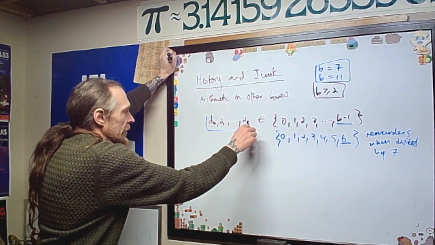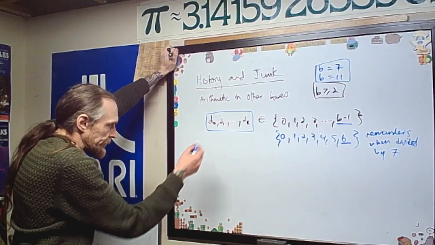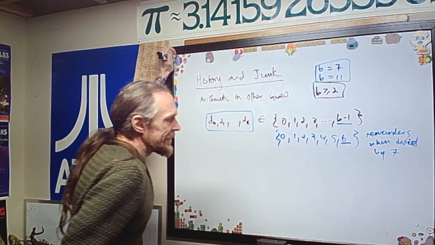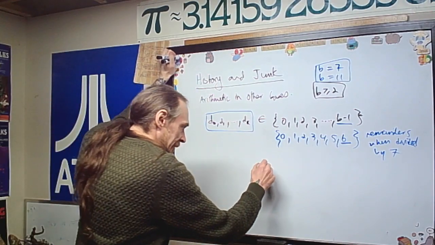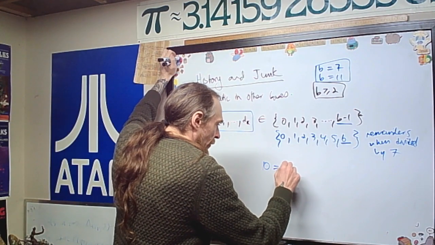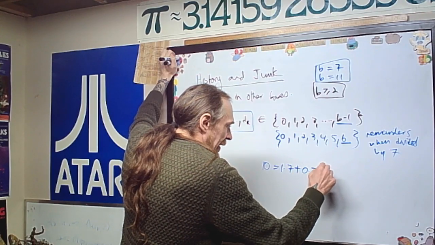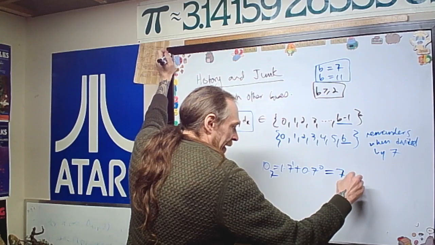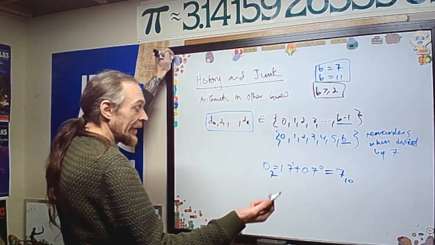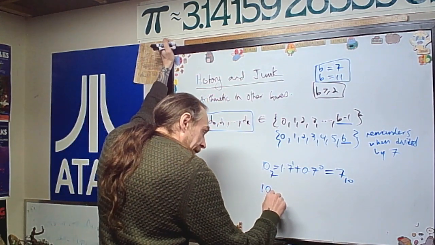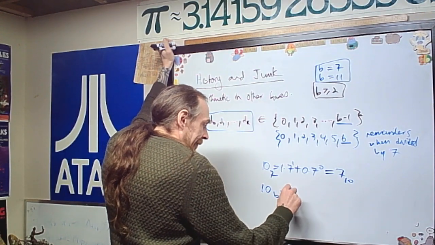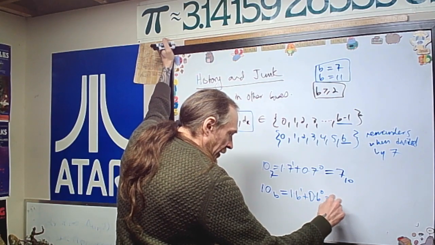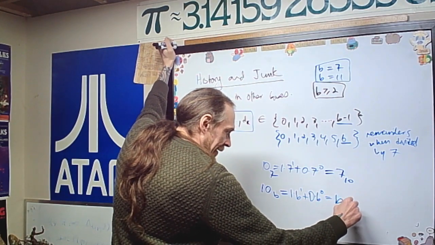The key to the numeration system is that in base 7, all I need is those 7 digits, and then 1, 0 is one group of 7 plus 0 groups of 7 to the 0, so 1, 0 in base 7 is 7 in base 10. And that's going to work out in any base. 1, 0 in base b is, by definition, 1 times b to the 1 plus 0 times b to the 0, which is b in base 10.